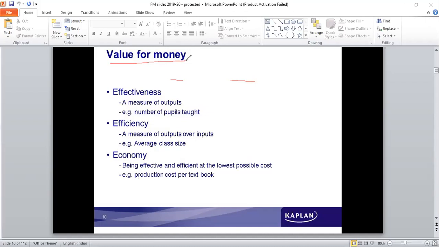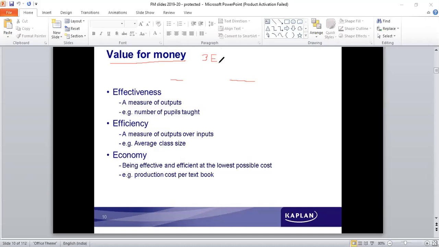So the value for money, for a profit organization, they measure in terms of whether they have earned the profit or not. But for a not-for-profit organization, profit is not there. So what are the parameters which are considered? The parameters which are considered are given as three E's. They are measured in terms of three different E's.